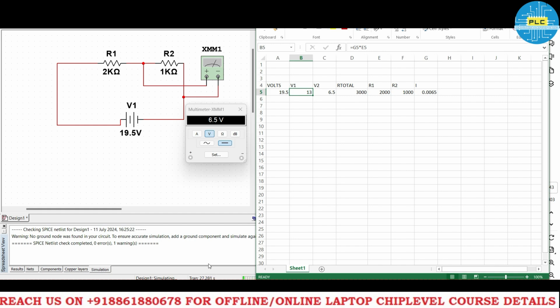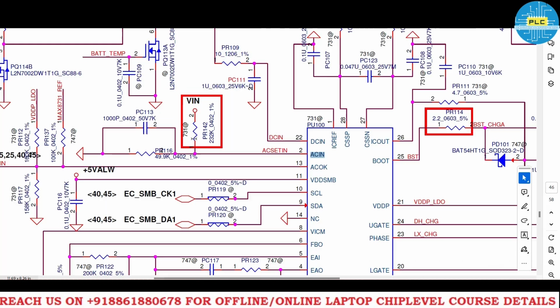Now you come to know when R2 is lesser than R1, we can get less voltage across this point. Okay, this is the concept. Always R2 should be lesser than R1, then you will get lesser voltage. This is the answer. Now what we will do, we'll check the schematic. As per the schematic, we'll put the voltages and resistors and see what result we get. In this voltage divider, 232K is R1 and 49.9K is R2.